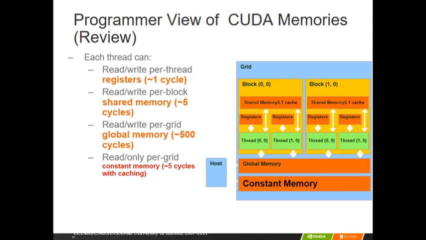Here is a review of the programmer view of the CUDA memories. In the bottom of the picture, we see that there's constant memory in the GPU, and it's read-only access by the kernel code. And this access can be very, very fast, about 5 clock cycles, also with constant caching.